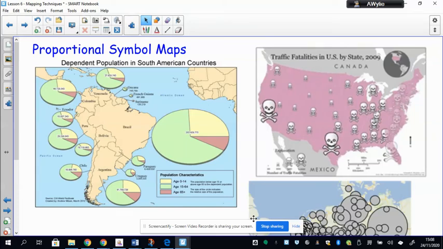Okay, the first technique that we're going to discuss is proportional symbols maps. What we'll look at is how this technique is created, and some of the strengths and weaknesses of using this technique to present data.